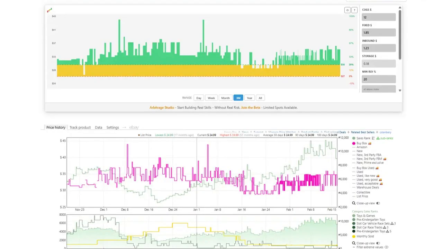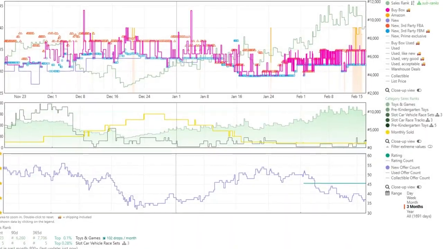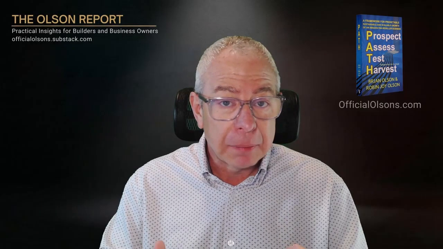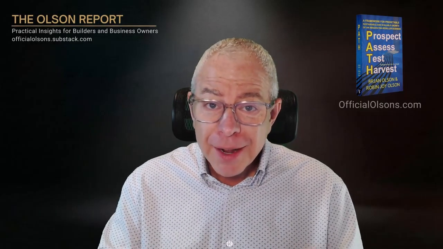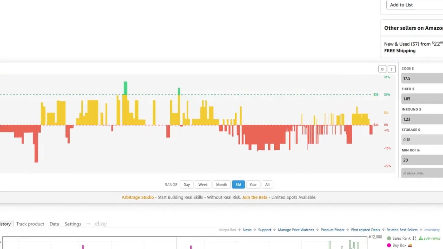You pull up a product, the price gap looks good, you check the Keepa chart and think, I think this is all right. And that's not confidence. That's a coin flip with your capital.